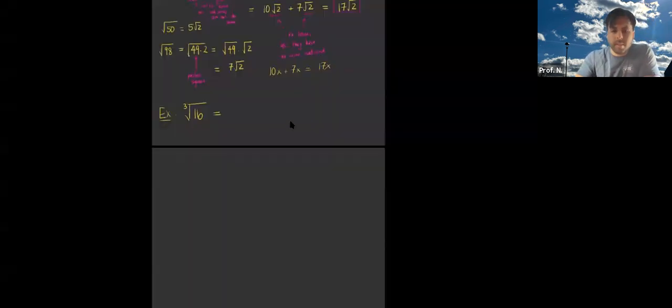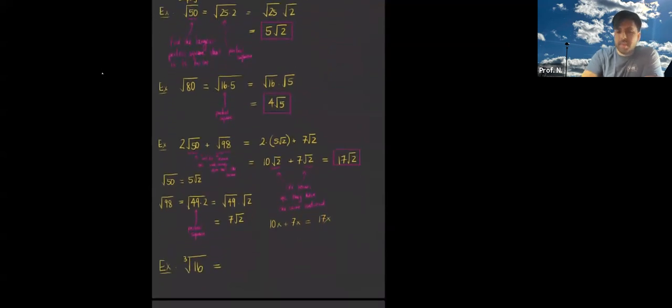How do I break this down? So you see how it's a little different from the previous examples? In the previous examples, we have square roots, square roots, square roots. Now I have the cube root. Now, 16 is not a perfect cube. I care about perfect cubes whenever I have cube roots. But 16 is not a perfect cube. So what do I do here?